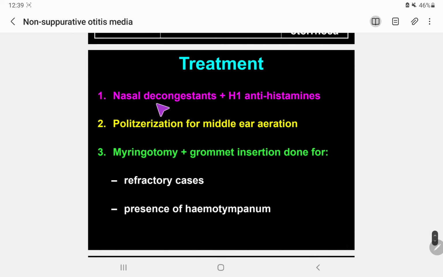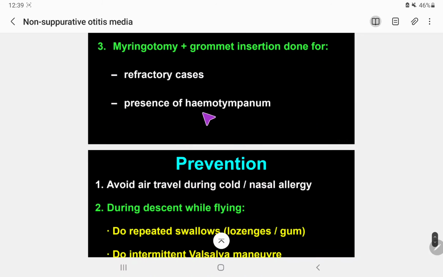So we have to use a nasal decongestant to make the aeration possible, and then H1 classification of antihistamine, and then for middle ear aeration we have to do politzerization, catheterization, and then we can also do myringotomy and grommet insertion if the case is refractory, and there is a presence of hemotympanum, meaning a presence of blood in the middle ear, right?